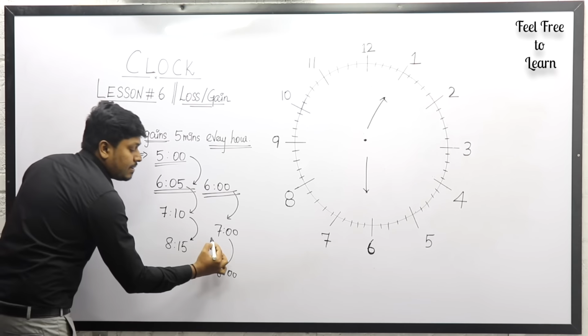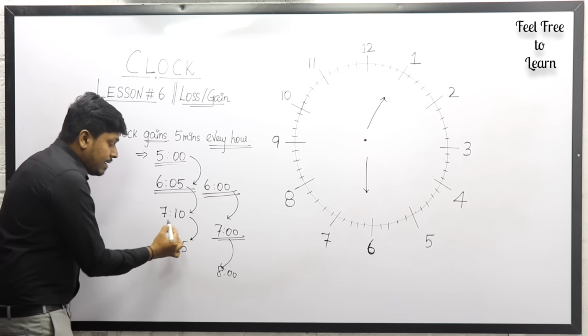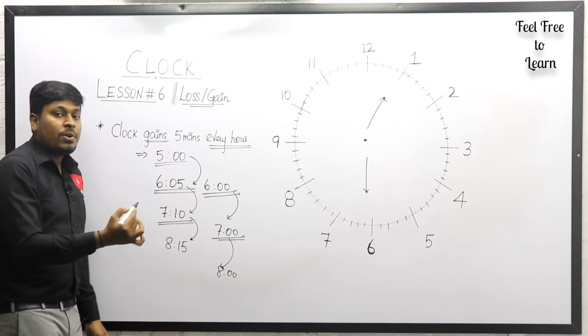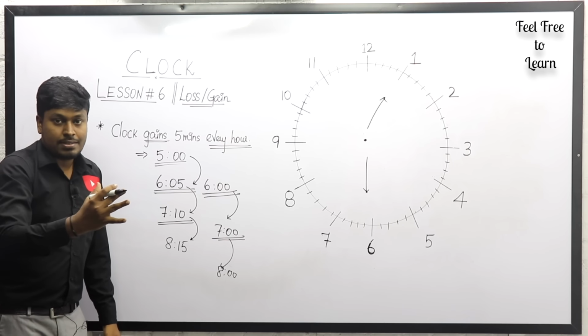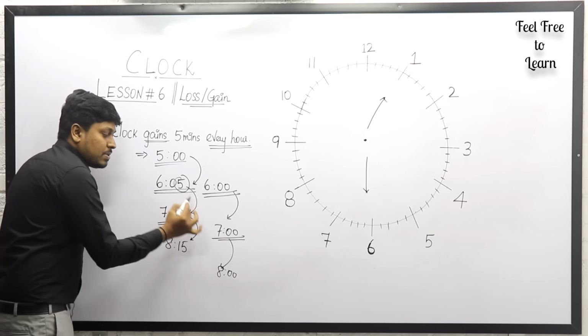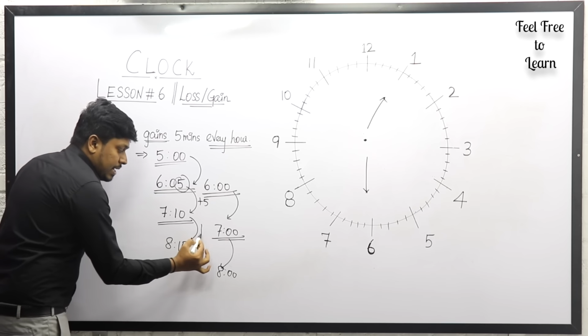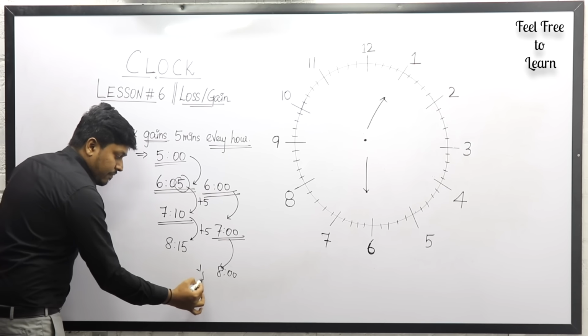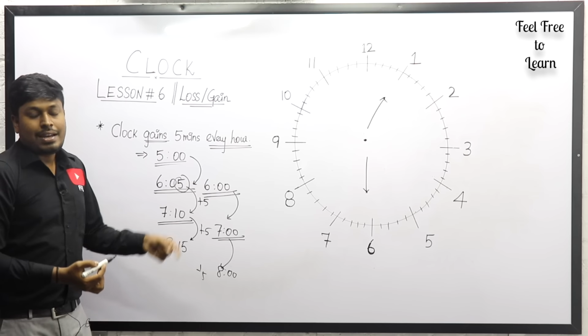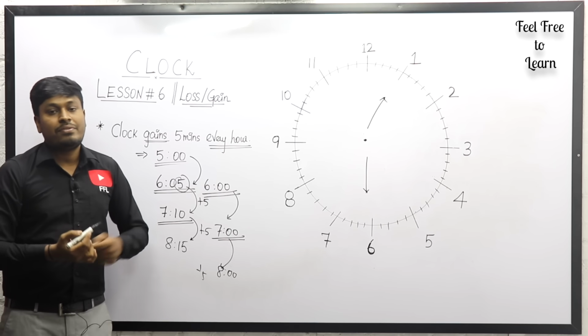Similarly, in the next hour, the right clock will show 7 o'clock, but here the wrong clock will show 7:10. Why? Because it has gained another 5 minutes. So already it has gained 5 minutes, so another 5 will be 10, another 5 will be 15, another 5 will be 20. It goes on, right? Every hour the clock is gaining 5 minutes.